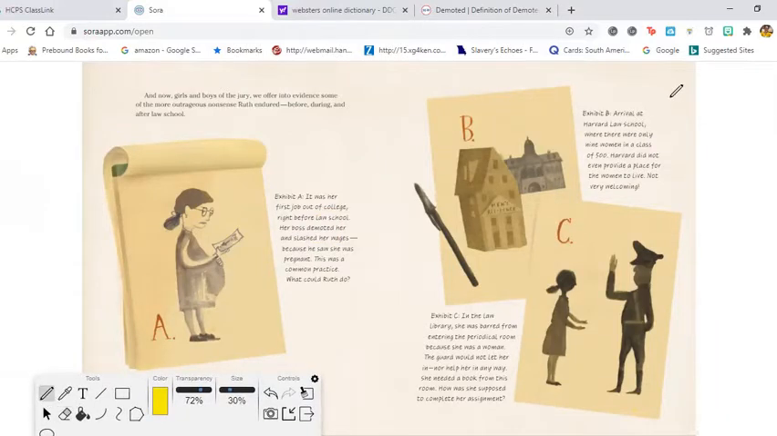Exhibit B, arrival at Harvard Law School, where there were only 9 women in the class of 500. Harvard did not even provide a place for the women to live. Not very welcoming. Exhibit C, in the law library, she was barred from entering the periodical room because she was a woman. The guard would not let her in, nor help her in any way. She needed a book from this room. How was she supposed to complete her assignment?